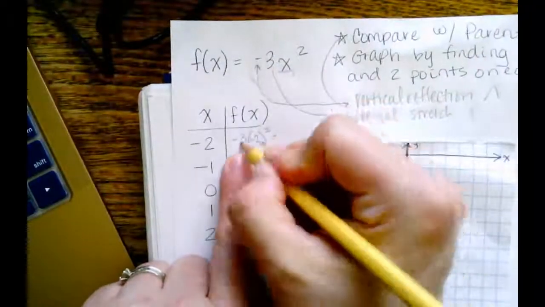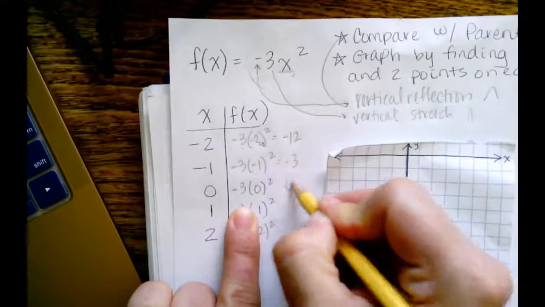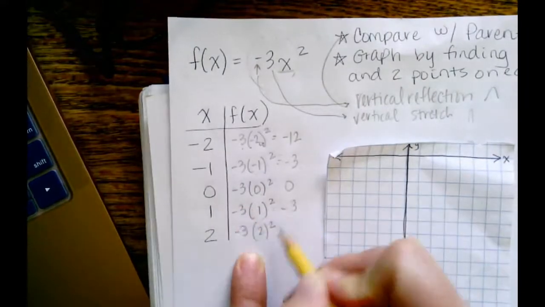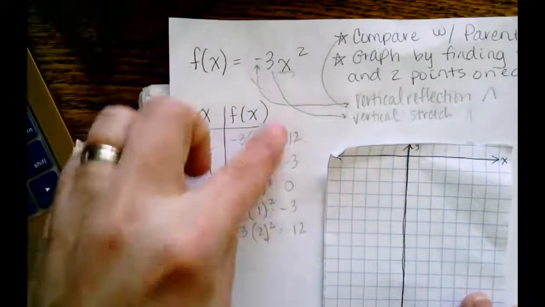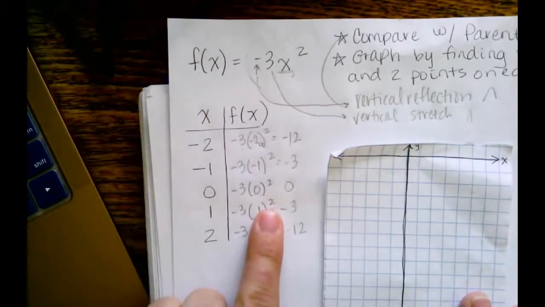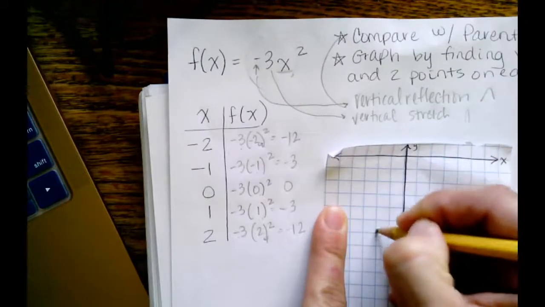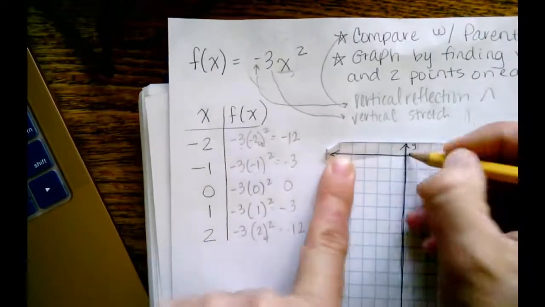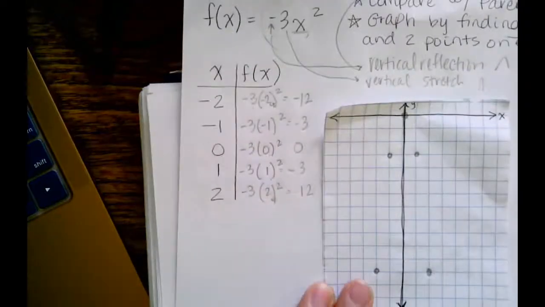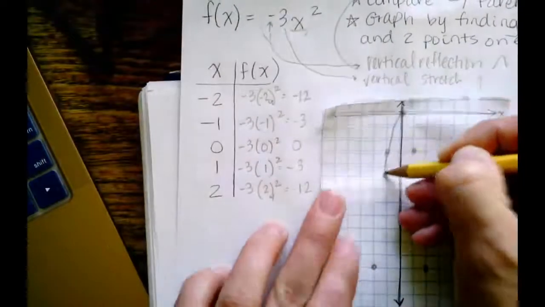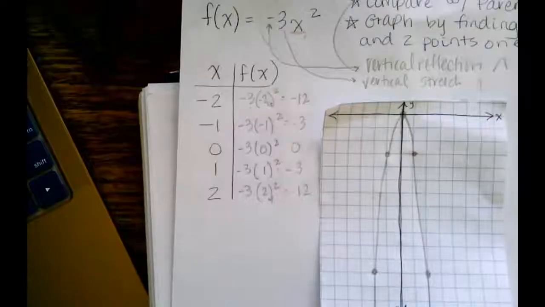So this would be 4 times -3 is -12. 1 times -3 is -3. This is 0. 1 times -3 is -3. And -3 times 4 is -12. And that makes sense because it's a parabola. We're going to have repeats like that because we're looping around. So I'm going to graph -2, -12; -1, -3; 0, 0; 1, -3; and 2, -12. So now I can graph my graph, and I'm done.